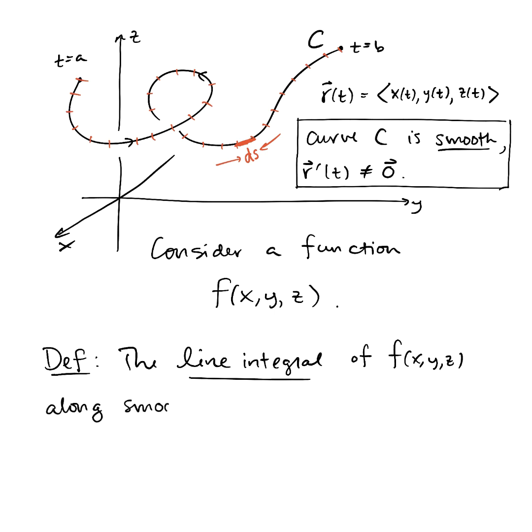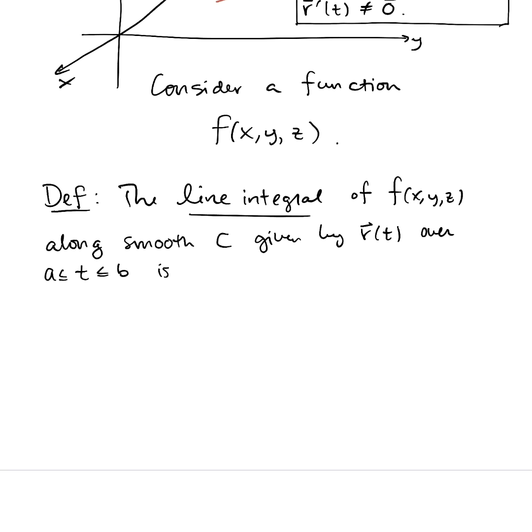along a smooth curve C given by r of t over the interval t from a to b is, okay, now at long last we get to say what it is.